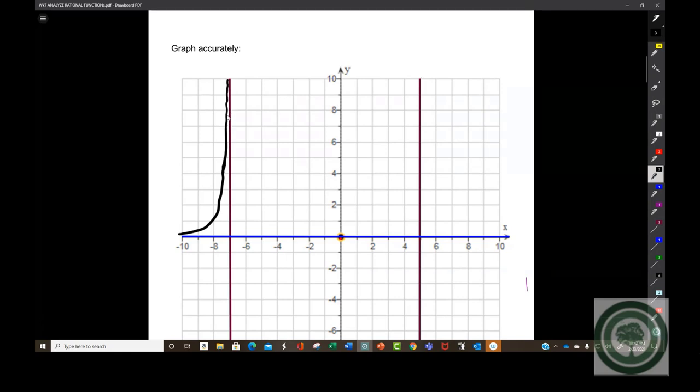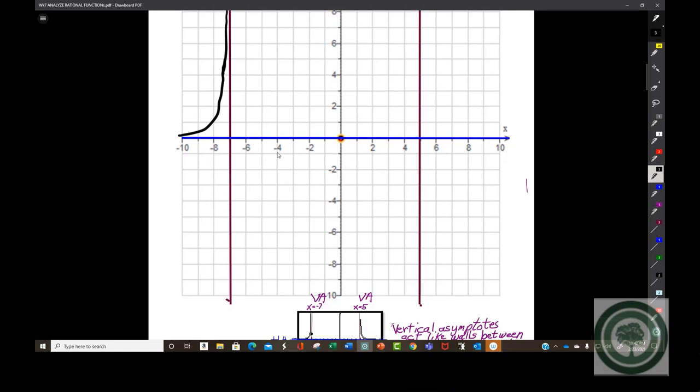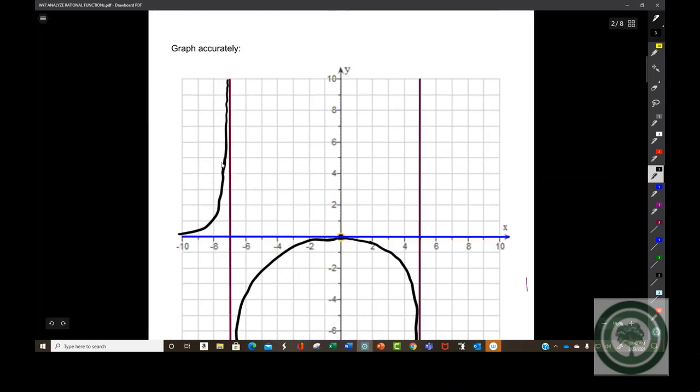This graph is supposed to be getting closer and closer to the asymptote, but never touching it, for all the reasons I dealt with yesterday. And then remembering that this is the y-intercept below y equals zero, but just a little bitty bit below y equals zero. And then it curves down and gets closer and closer to the asymptote, but never touches. And then over here, we kind of have a mirror image of this. Like that.